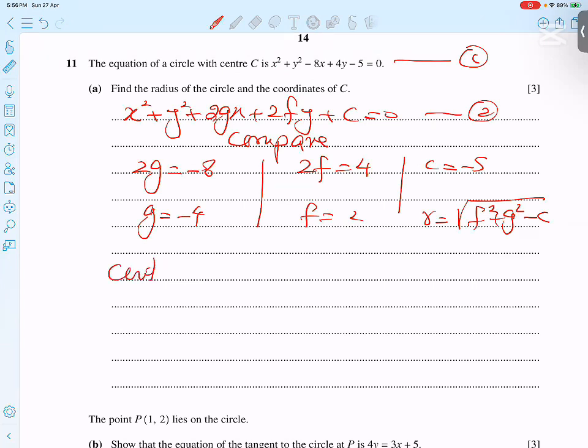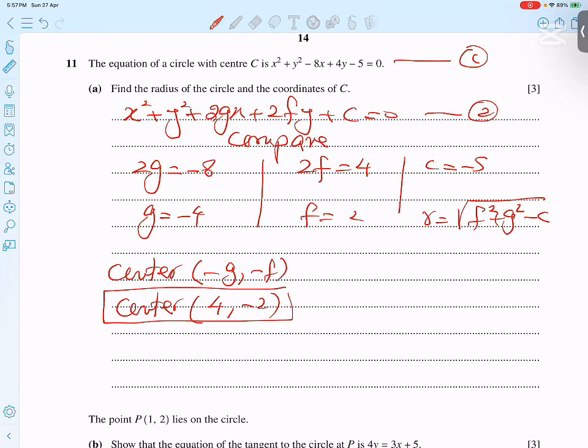What is the center of the circle? Negative g, negative f is actually the center. So I got negative, negative, positive. I got a 4, and this is a negative 2. So I got a negative 2. This is the center of the circle.